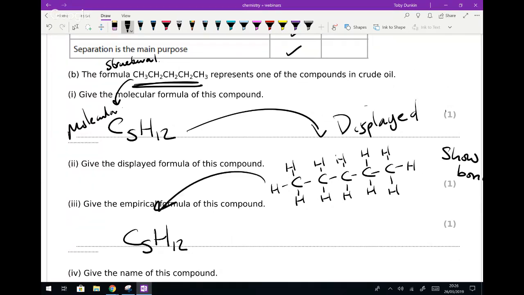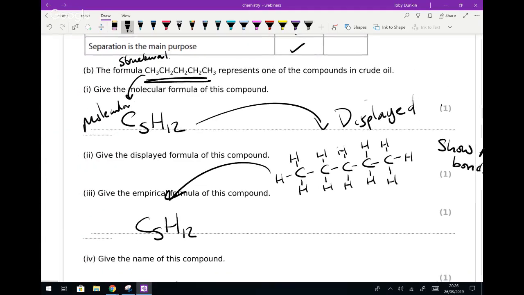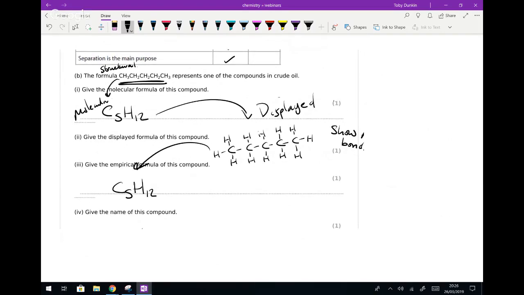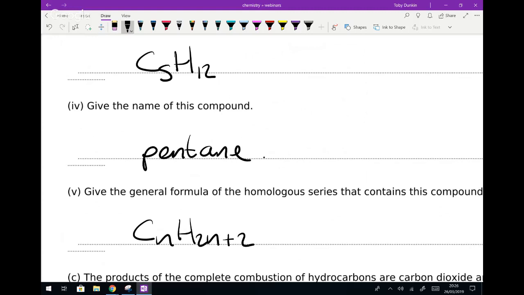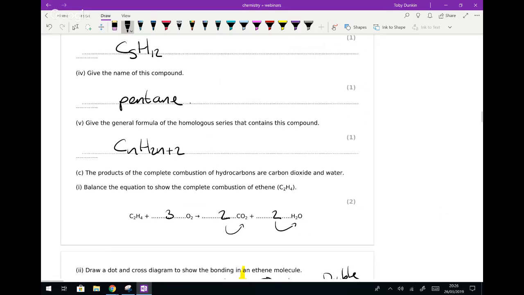And then into empirical. They've done a lot. That's lovely, that. Show all bonds. Just made a note on that one. Give the name of the compound, pentane. General formula, CnH2n+2. Remember, that addition there is for alkanes. If it was alkenes, it'd be CnH2n.